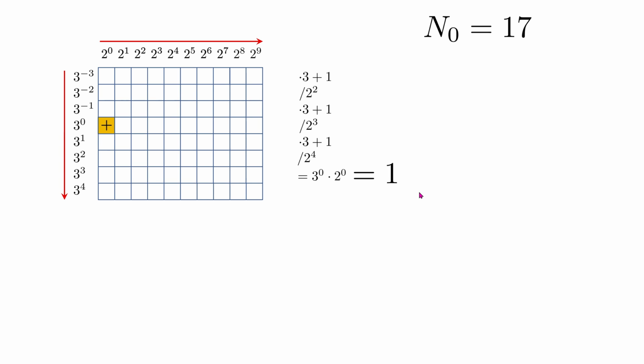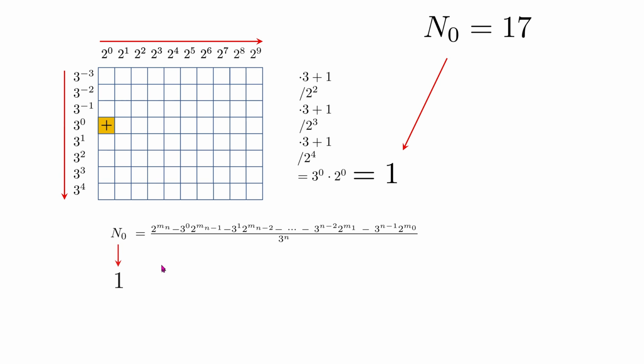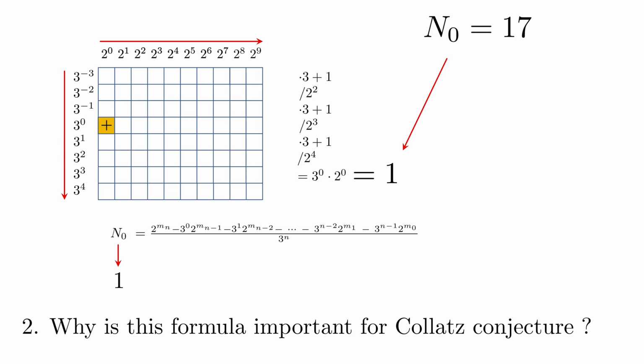So in this way, starting from our special representation of number 17, we went to 1 via a process described in the Collatz conjecture. And that's the reason why this special representation of the number is critical to ensure that the number can be successfully processed to 1. So I believe this is the answer to the second question.